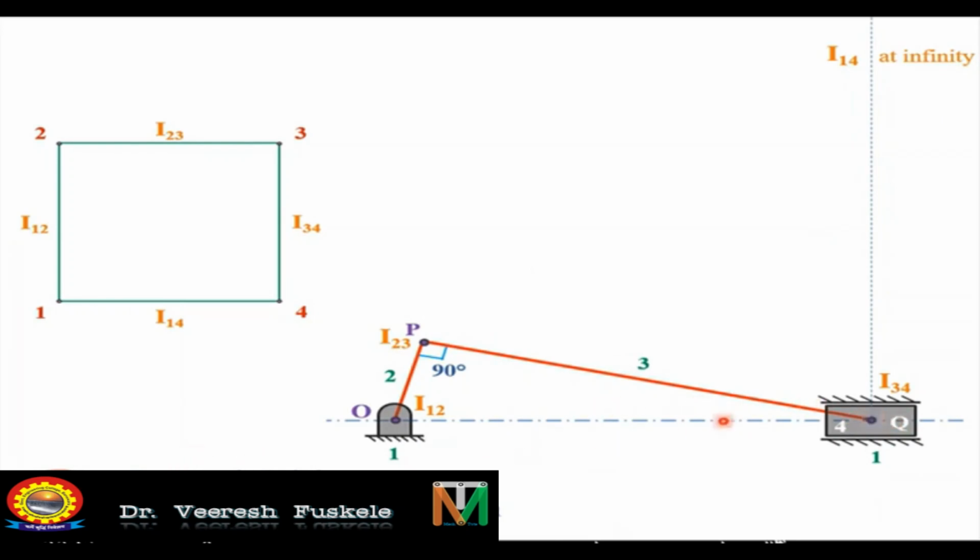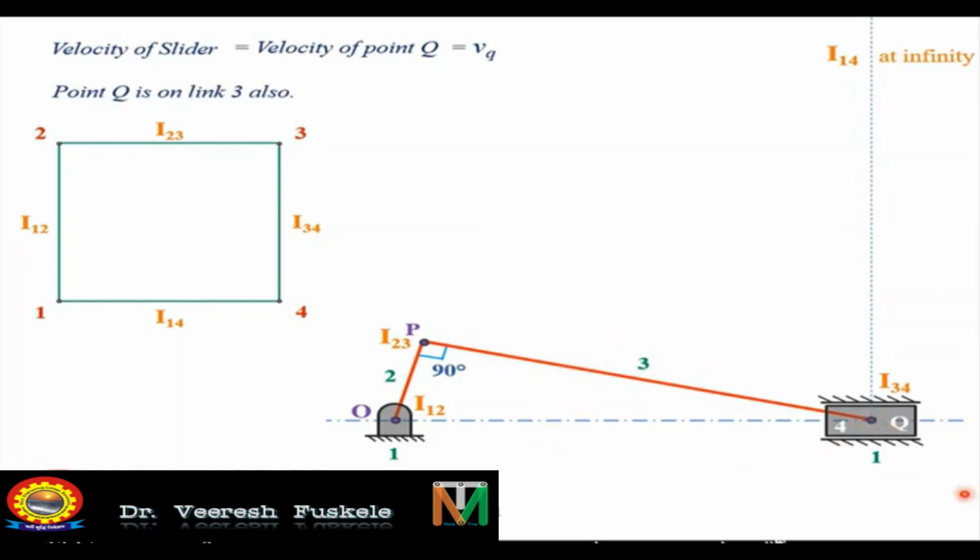So we have to find out the velocity of the slider, which is actually the velocity of point Q, as the point Q is on the slider. Now this point Q is also on link 3. So if we get the velocity of link 3, then we will be able to find out the velocity of the slider or the point Q. So to get this velocity of link 3, let us locate the instantaneous center of link 3.